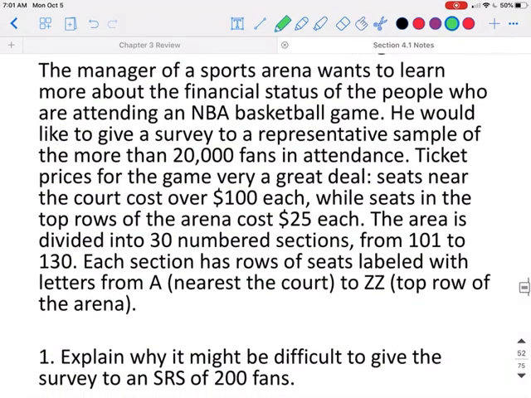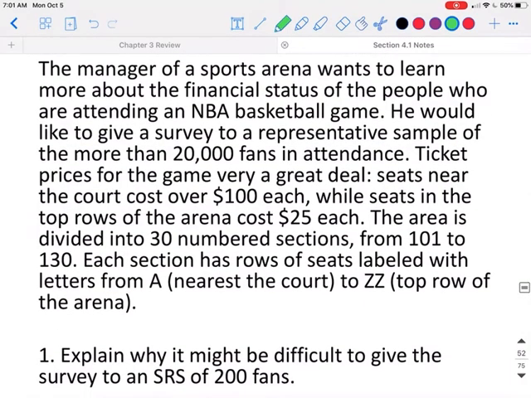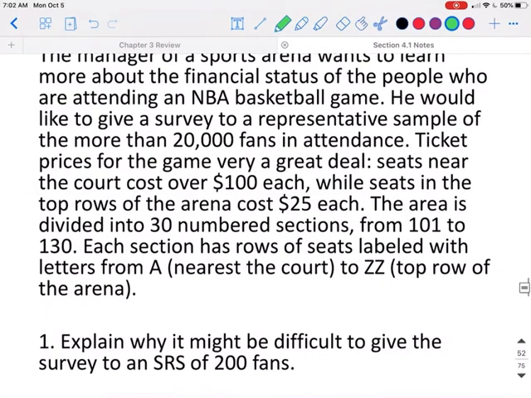So the manager of a sports arena wants to learn more about the financial status of people who attend an NBA basketball game. He would like to give a survey to a representative sample of more than 20,000 fans in attendance. Ticket prices for the game vary a great deal, so seats near the court cost over $100 each, while seats in the top row of the arena cost about $25. The arena is divided into 30 numbered sections from 101 to 130. Each section has rows of seats labeled with letters from A, nearest the court, to double Z, which is the top row of the arena.